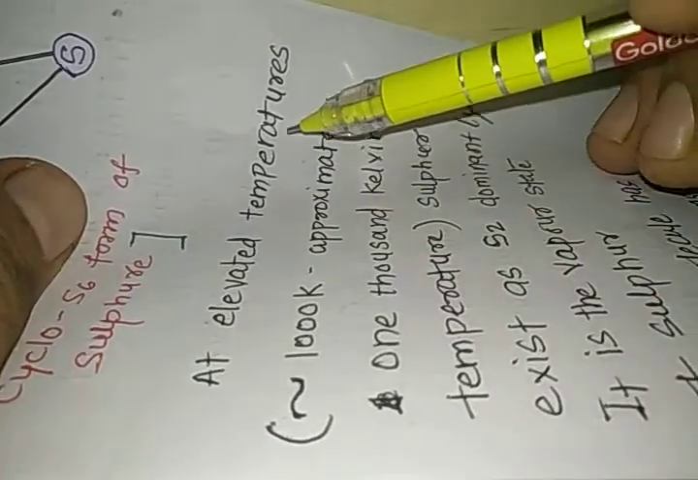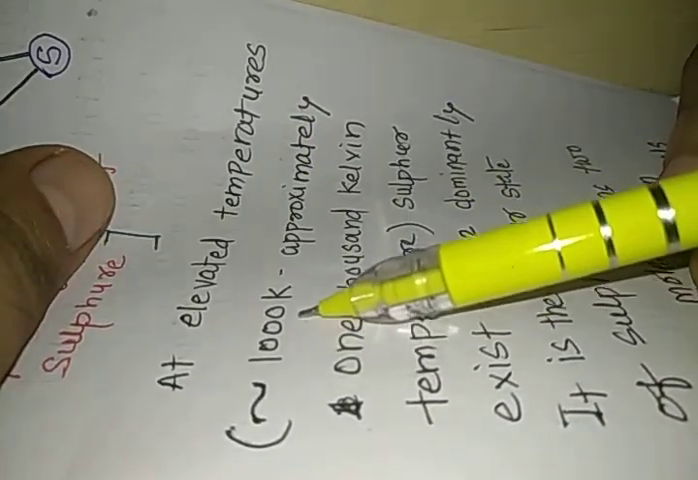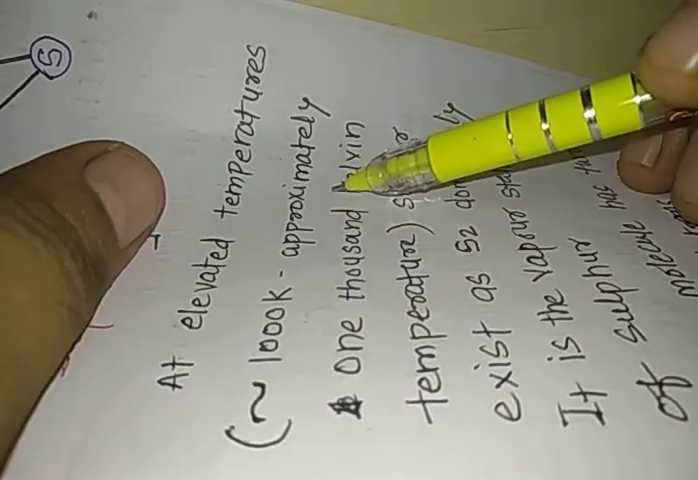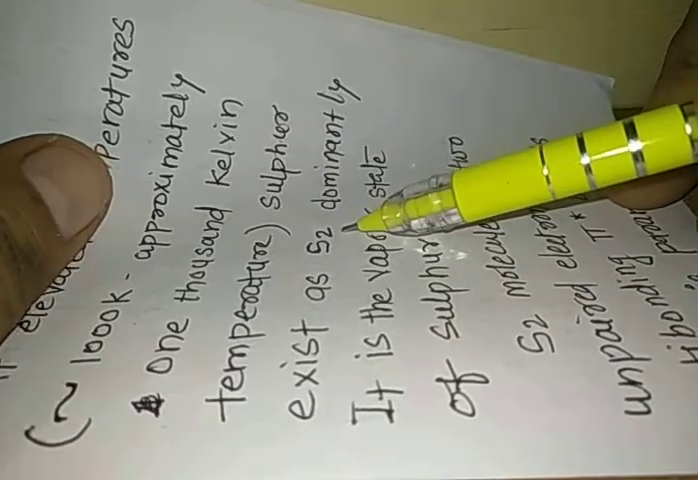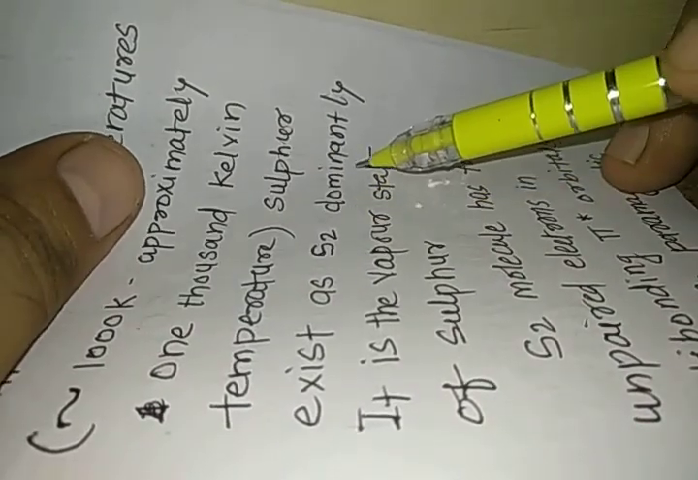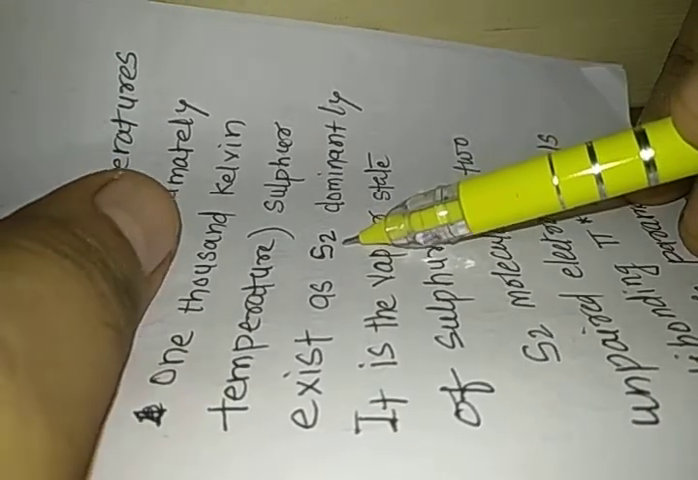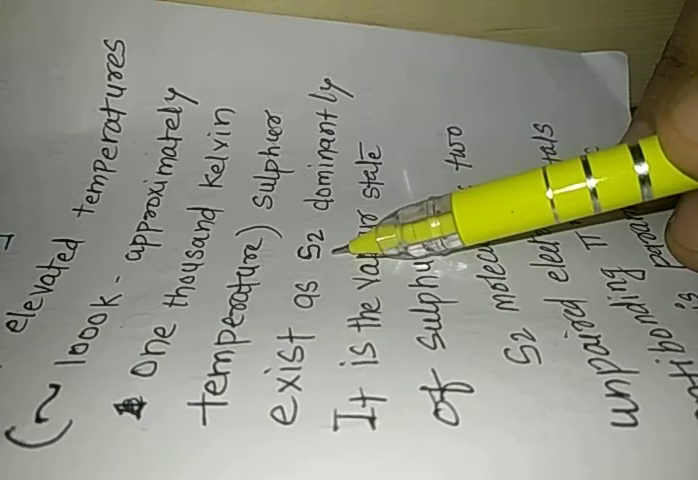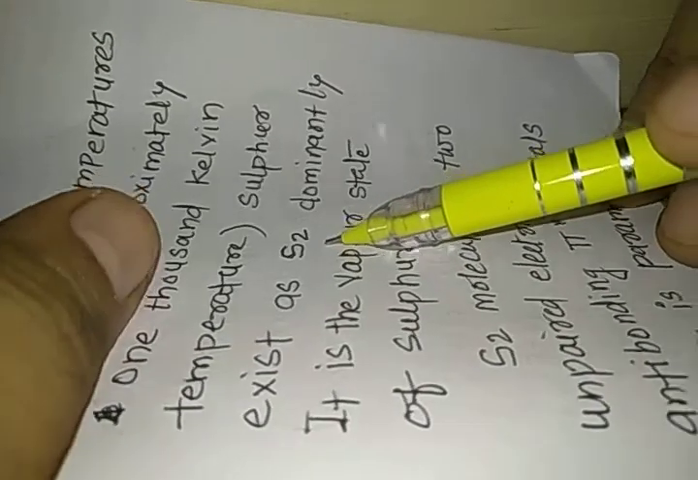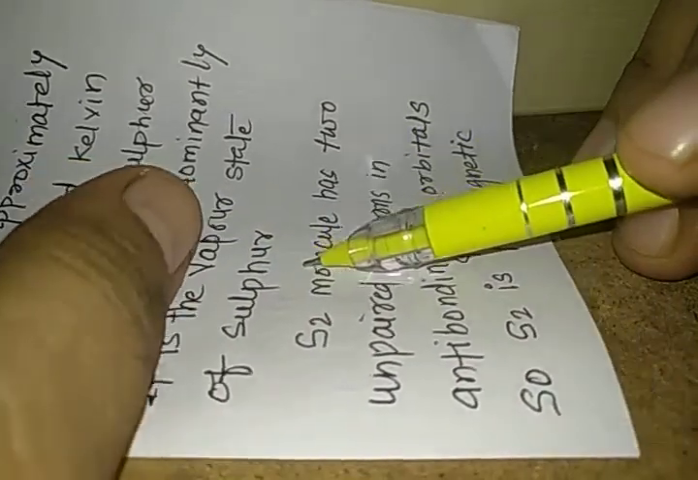At elevated temperatures, approximately near 1000 Kelvin, sulfur exists as S2 dominantly. So it is a diatomic molecule of sulfur which is known as S2. Apart from S2, the other forms are also available, but at around 1000 Kelvin, this S2 is dominant. It is the vapor state of sulfur.